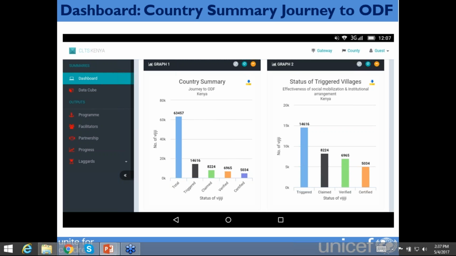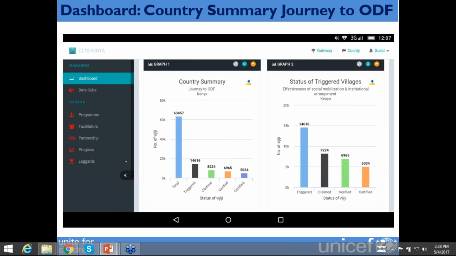The second graph, on the right side, talks about the effectiveness of the whole triggering and social mobilization processes as well as the institutional arrangement. To elaborate the point, triggered villages are 14,000, but the claim has been almost 56% of the triggered villages, and that brings a question about the quality of triggering and the kind of follow-up that is happening. That makes people sit up and ask what exactly can be done better, so that we don't assume that after the triggering, the community will take its own time, and so how the process can be strengthened.